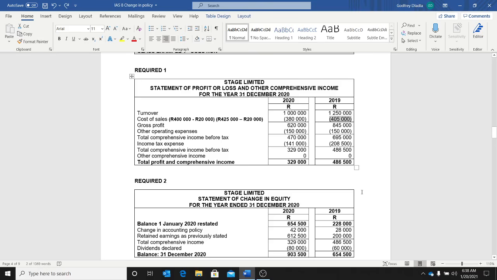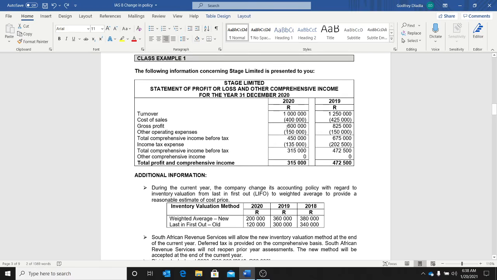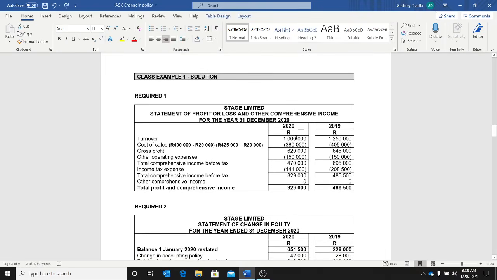Obviously, if you change those ones, then your gross profit figures change. They become new figures compared to this one. You can see here, this one is 600. If you change the cost of sales by 20, then the profit goes up. Because you've decreased an expense, it goes to 620. The same thing here, it would have changed by 20.